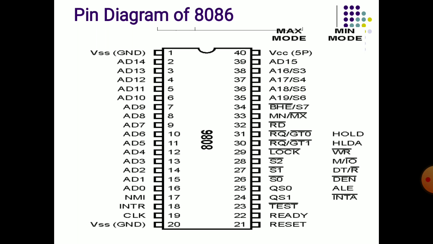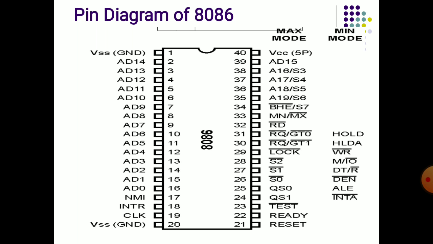If it is 0 1, again a byte will be activated, that is the higher order byte, D8 to D15 will be accessed. So based on the BHE bar and A0 combination, it is going to access the lower order bus, the higher order bus, or the full data bus. If it is 0 0, that is a word. BHE bar is 0 and A0 is 0 means a word of data.